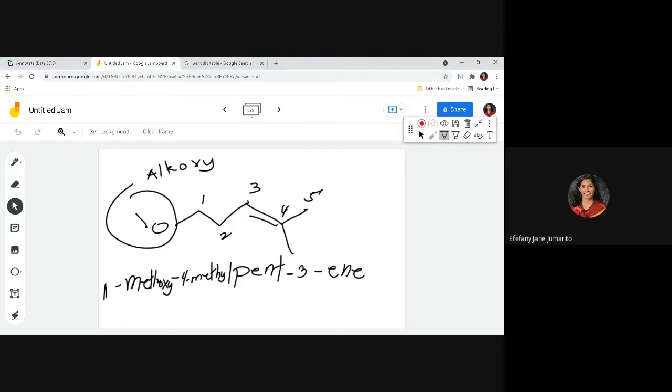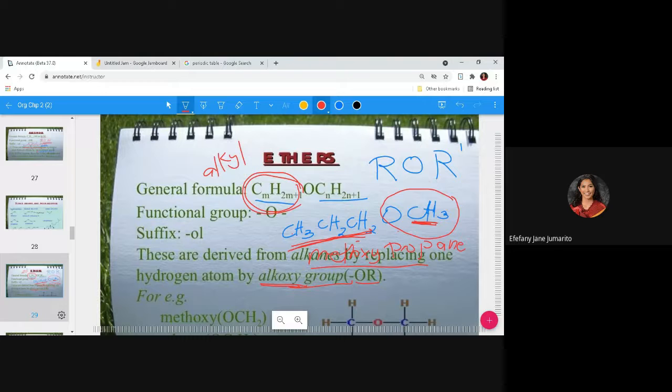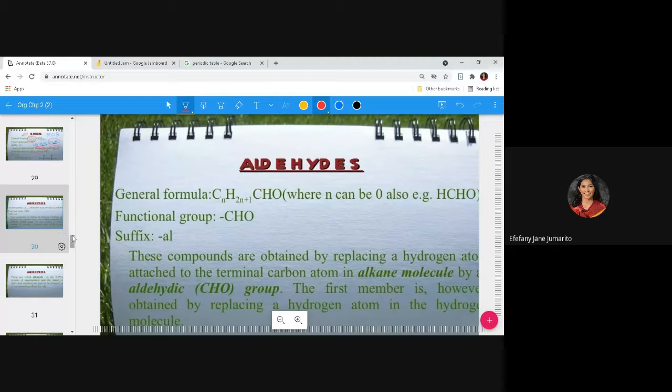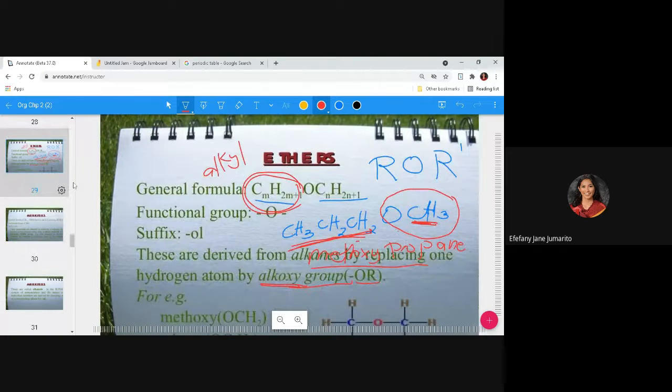Let's go to aldehydes. Okay, so we have here our aldehydes. So in summary, class, when you name your ether, the longest chain, the R, will be your parent chain. And the R prime, the one with the shorter chain of carbon atoms, will be your alkoxy group. So you use oxy: methoxy, ethoxy, propoxy, butoxy. Okay, that's it.